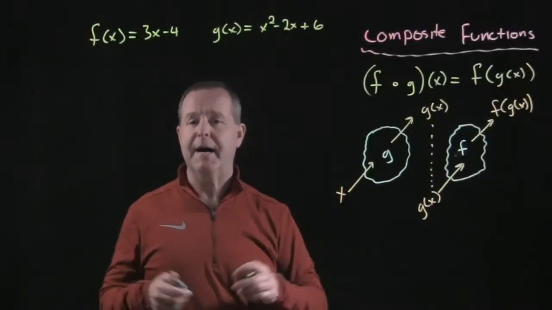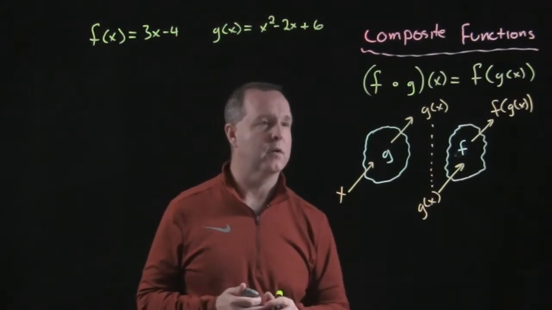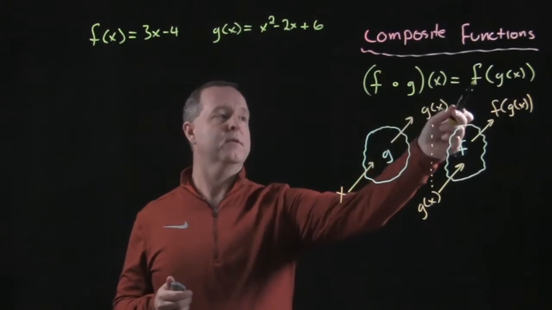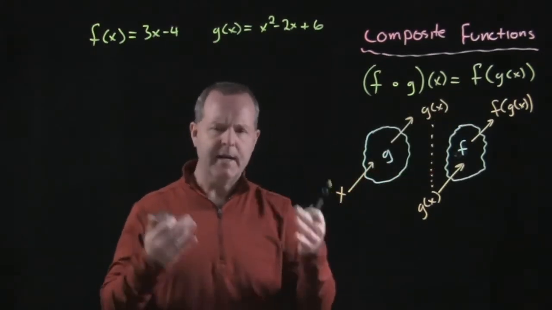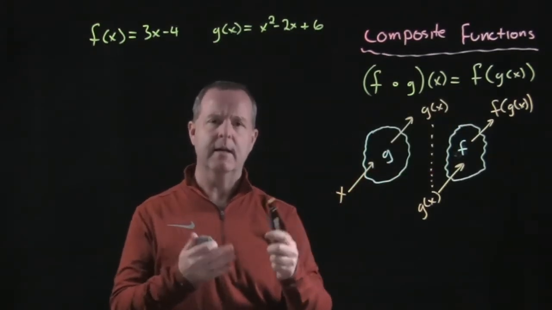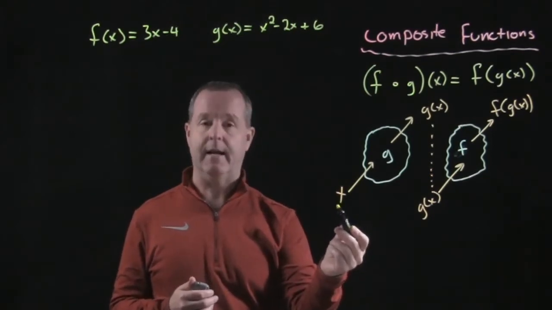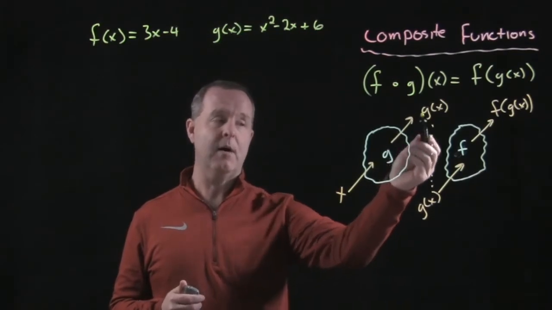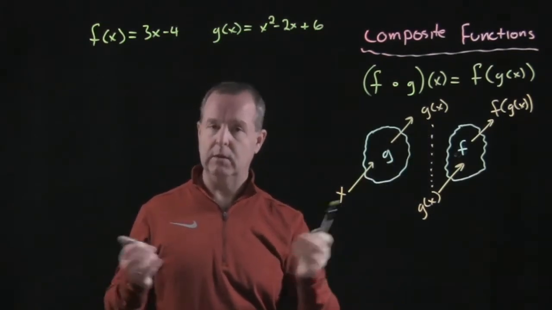Now let's look at this composite function from another angle. Remember that we said f composed with g of x equals f of g of x. Another way to think about that is, again, imagine we have some input x. We run it through a function called g, and what pops out? g of x, its solution.